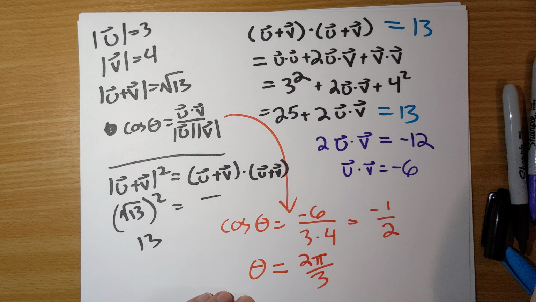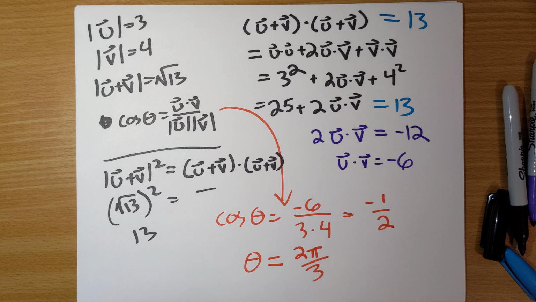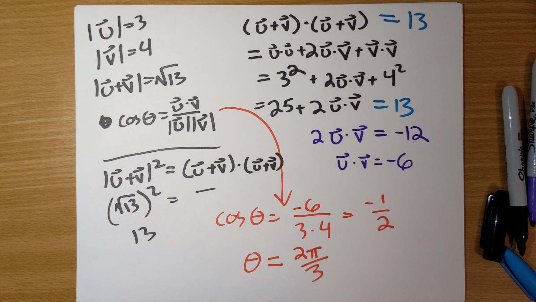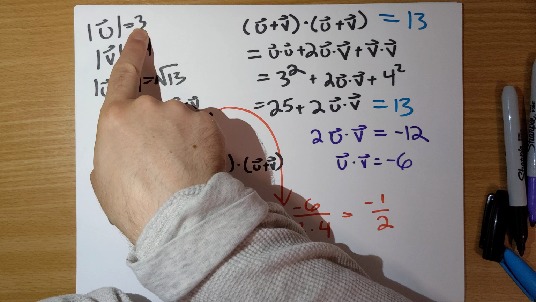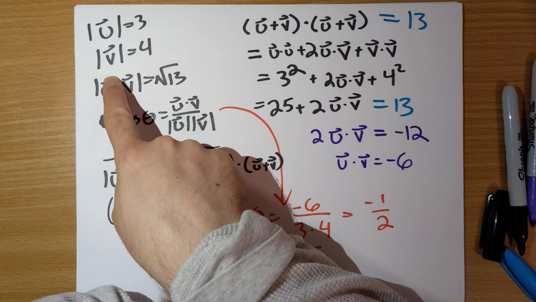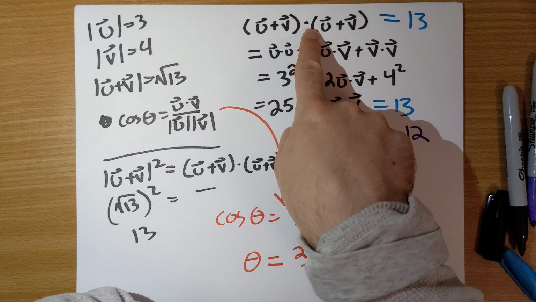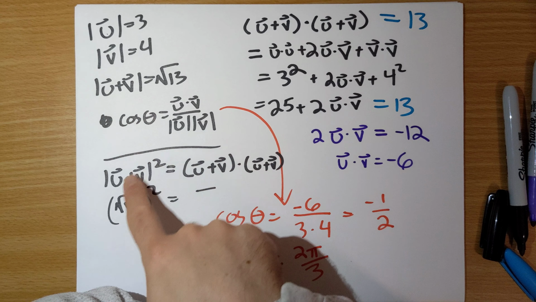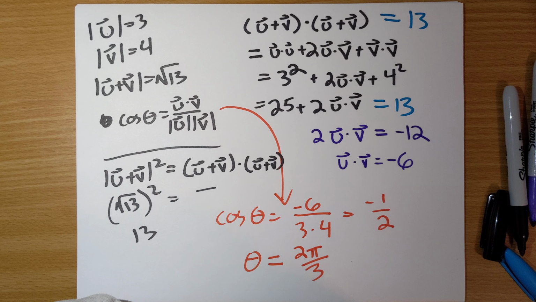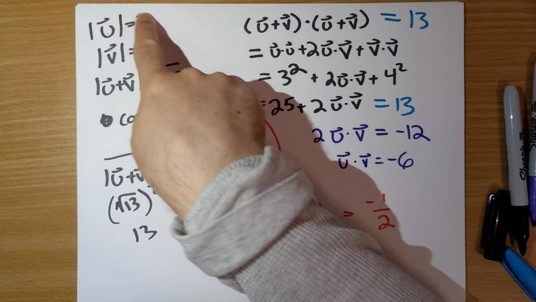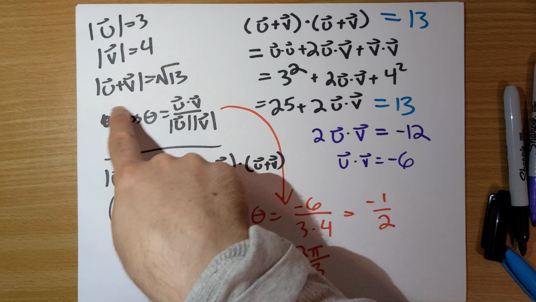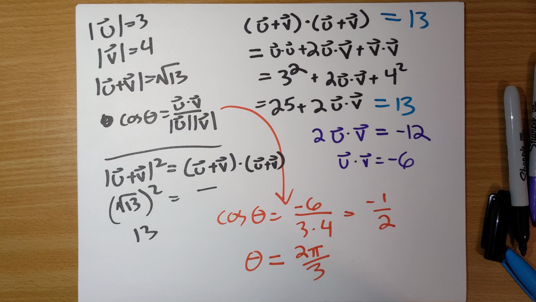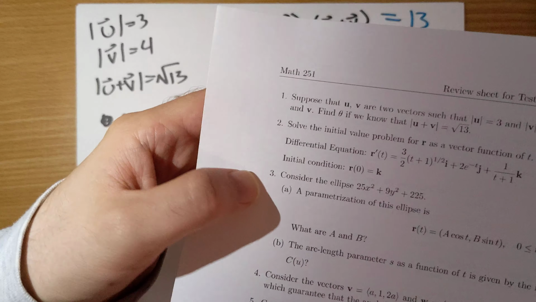Okay, so what's the point of this problem? The point of this problem is realizing these kinds of tricks: that U dot U is the magnitude of U squared, V dot V is the magnitude of V squared, and U plus V dot U plus V is the magnitude of U plus V quantity squared. It doesn't look like the given information tells you about U dot V, but it actually does. Okay, that was problem number 1.